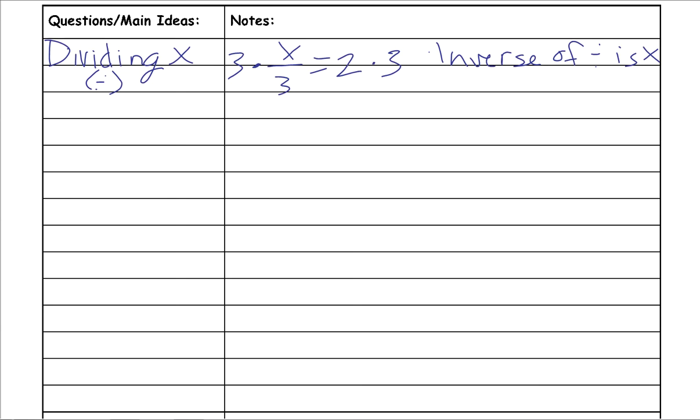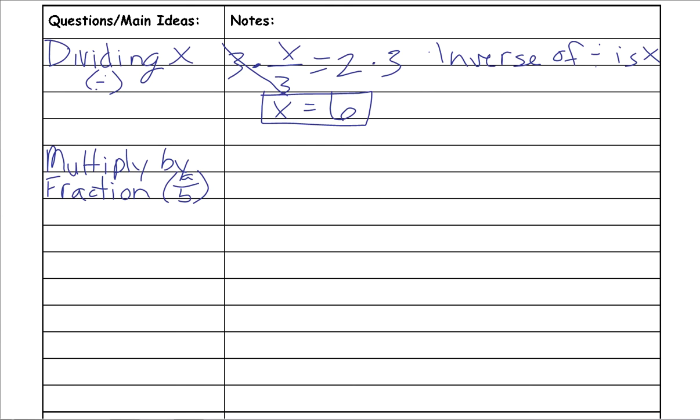3 divided by 3 is just 1. And 1x is really just x. 2 times 3 is 6. So the answer to our problem is x equals 6. Next, we're going to look at multiplying by a fraction. How do you get rid of that?